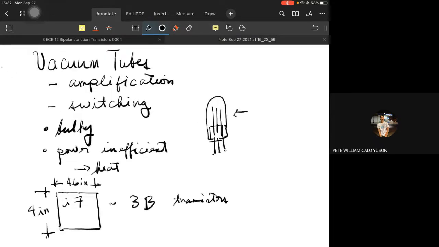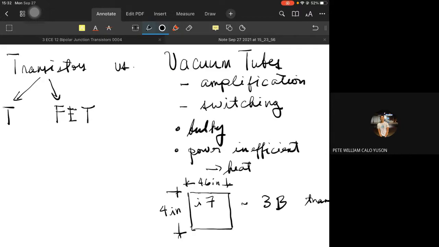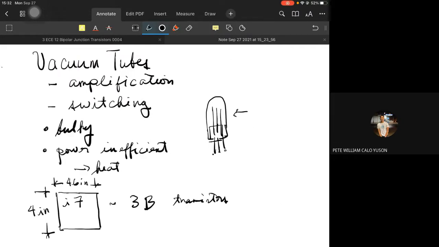That alone is the main reason why we no longer see vacuum tubes in any piece of technology that exists today. So the transistors are made either from BJT or FET. For more detail regarding what vacuum tubes are, you can view any YouTube video for that.